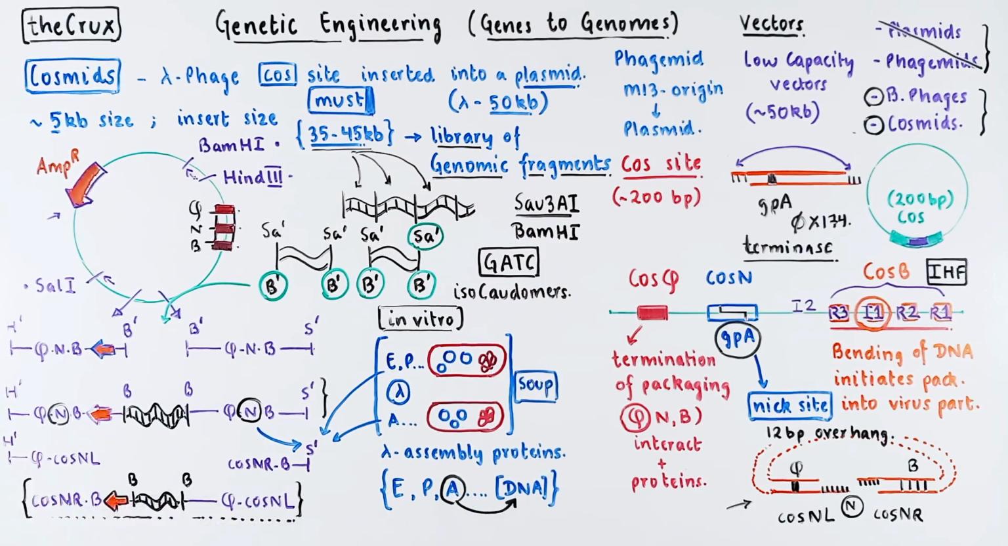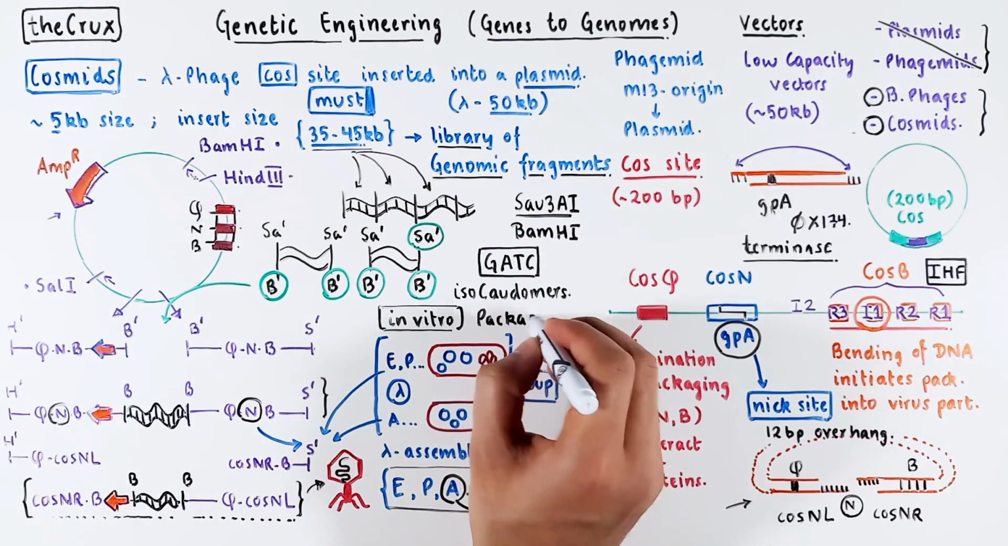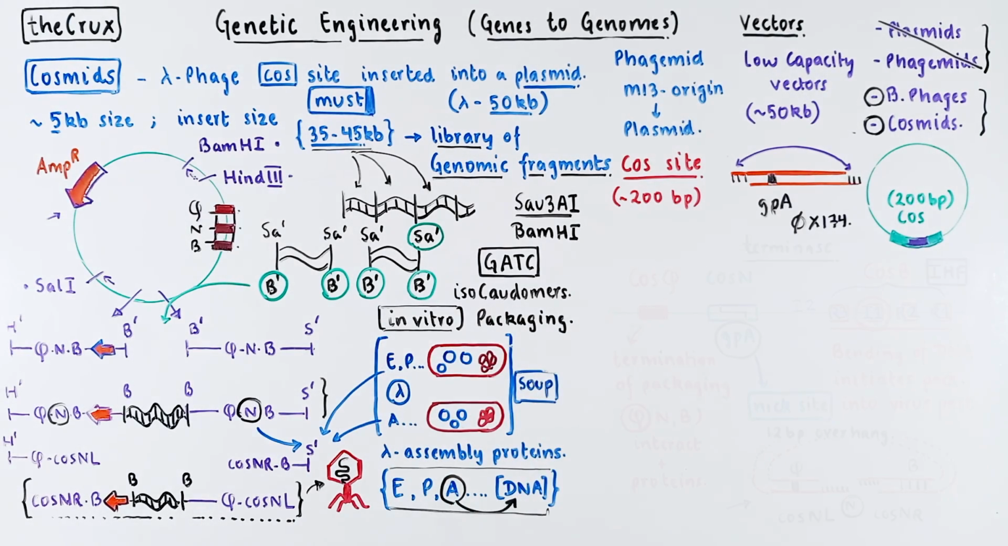matter. Once you have all these components mixed and the fragment is nicked to generate single-strand overhangs, the virus particle can form, which will contain the Cosmid DNA. Again, to be very specific, this is called in vitro packaging. The virus assembly and packaging happens in a tube, not inside a bacteria.